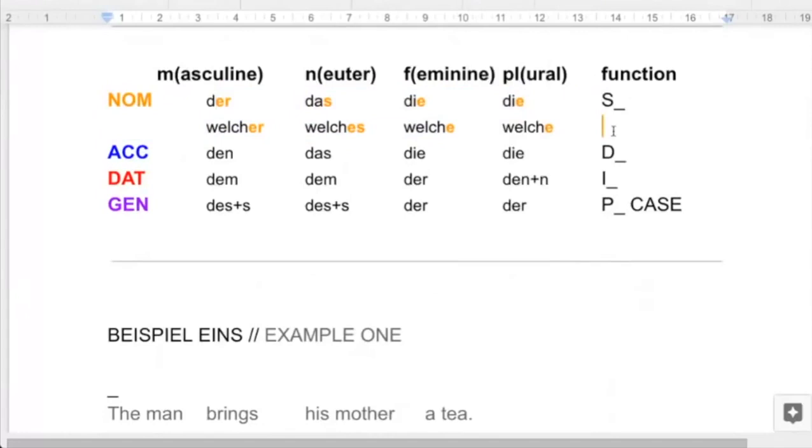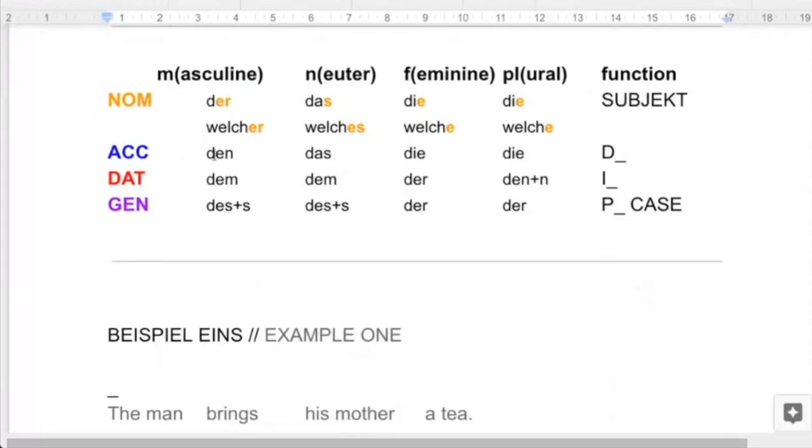Now, the nominative has a function. We said in the beginning, it's the nominator. And the nominator is so oppressive, it subjects the rest of the sentence under its reign. So if it subjects everything else, it's called the subject. The subject is always nominative. There's no exception.